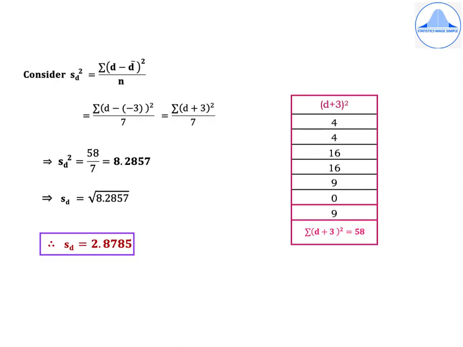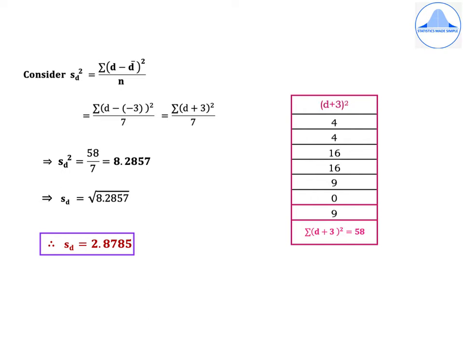Let us now calculate SD square, which has the formula summation D minus D bar the whole square divided by n, which is equal to summation D minus, in place of D bar replace minus 3, the whole square divided by 7, which simplifies to summation D plus 3 whole square divided by 7. Now let us form a column which is titled as D plus 3 the whole square.